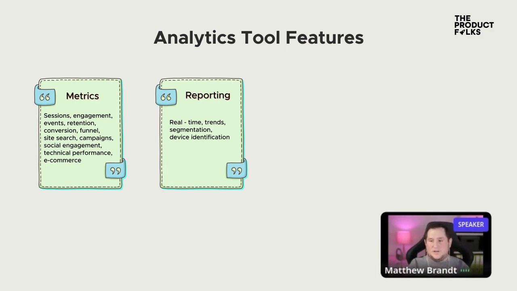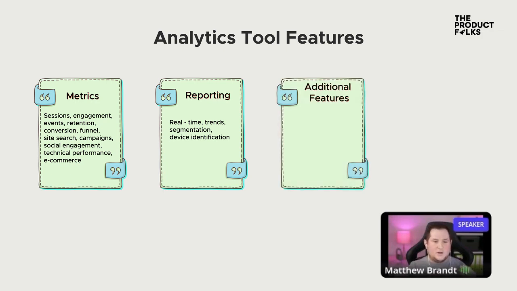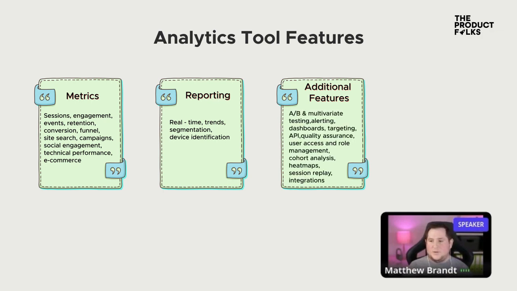Then we have additional features. This is where all of the tools in the market, they are a little bit different, right? But we have A/B and multivariate testing. We have alerts that can happen. We have targeting or APIs. Maybe we have even some automated quality assurance. We have user access, role management, cohort analysis, heat map, session replay, integrations with other tools. There are so many possibilities here. It's a very, very broad section.